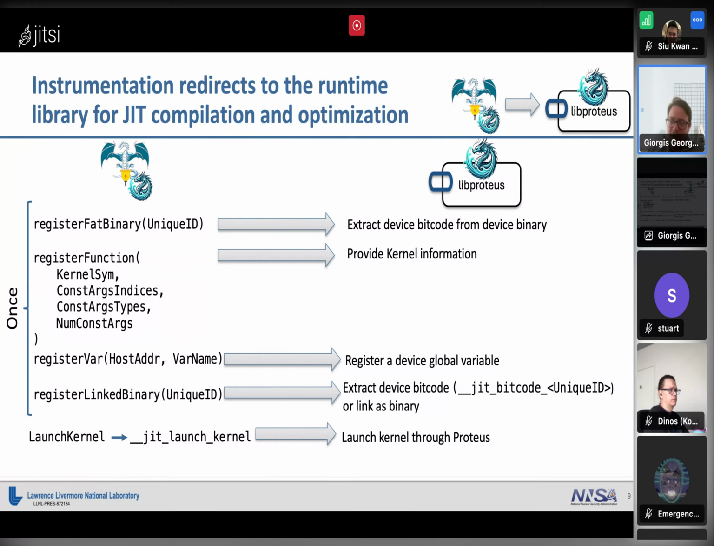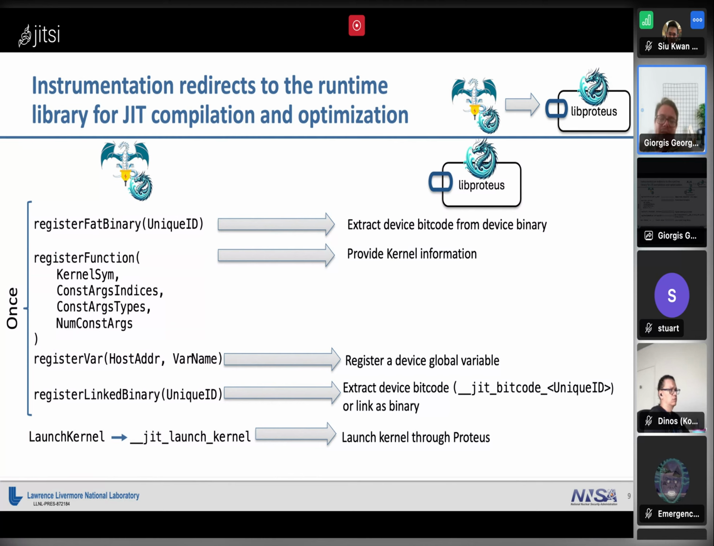And we're going to use it to actually extract the device bit code, the LLVM bit code. Register function tells the libproteus runtime what the kernel symbol is that we're going to JIT compile and optimize, what the indices of the constant arguments of that kernel are, what the types of those constant arguments are, and how many they are. And register var gives Proteus the information on what device global variables exist, and also where they are addressed.